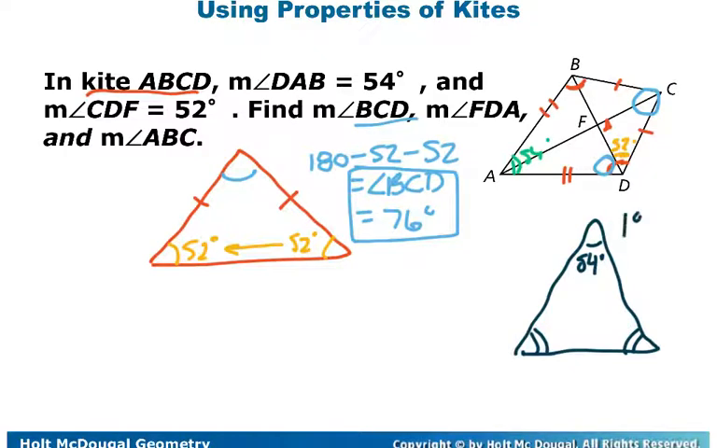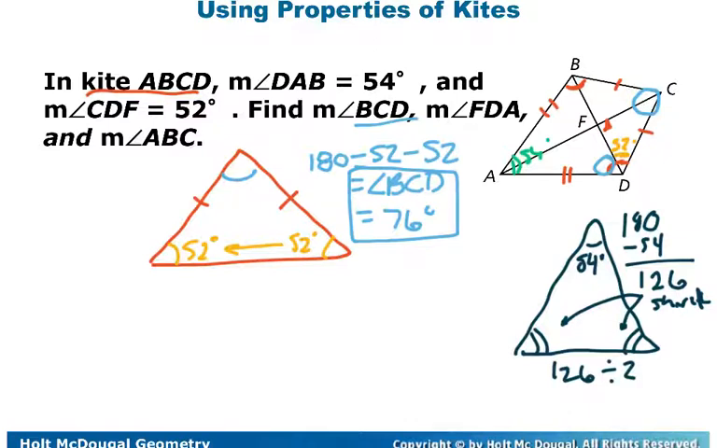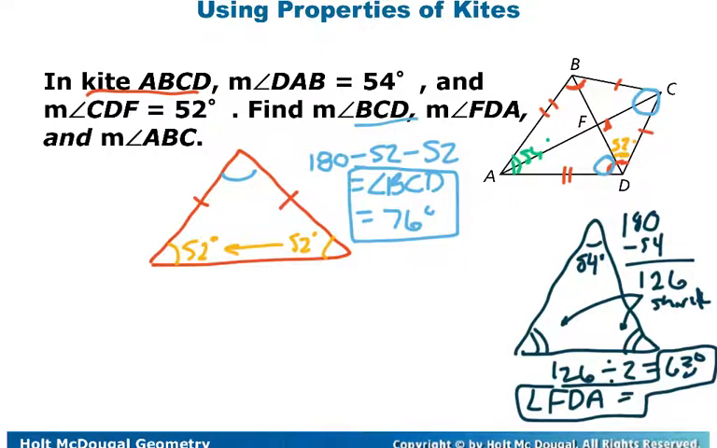And so if I take 180 minus 54, I'm going to get 126, and 126 degrees is going to be shared between these 2 angles. And if it's shared, we're talking about 126 divided by 2, and so that's going to be 63 degrees for the measure of angle FDA. So it's kind of the backwards of what we did in the previous isosceles triangle.